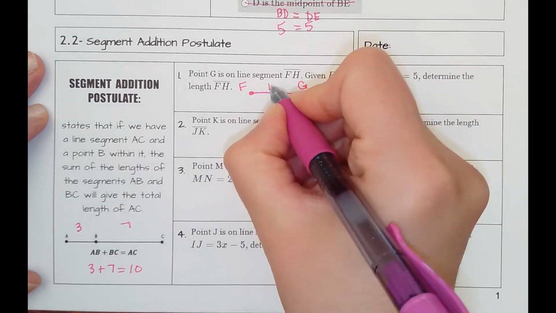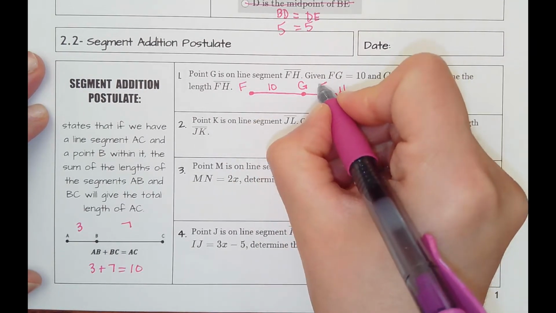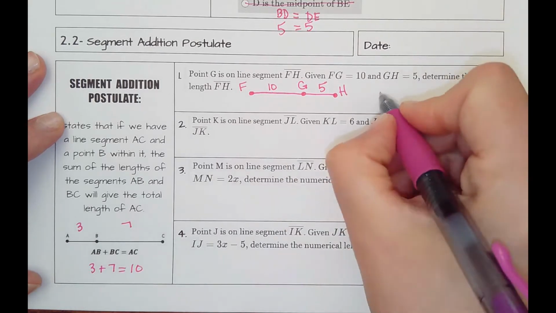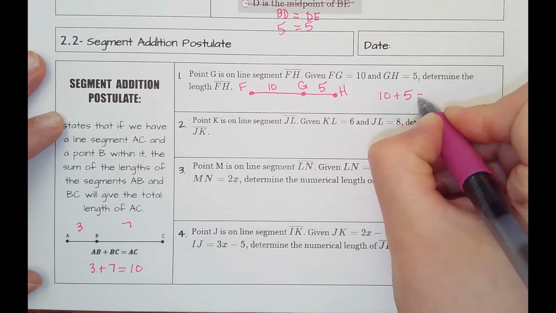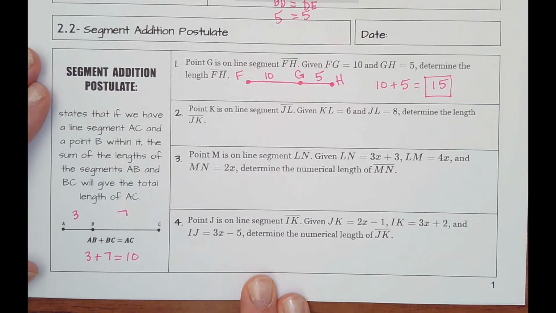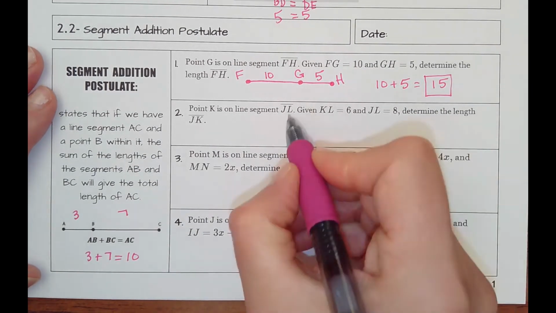Okay, so FG, I'll call this 10, GH is 5. Find the length of FH. So they're wanting the total length. That would be 10 plus 5, which is 15. Simple enough.